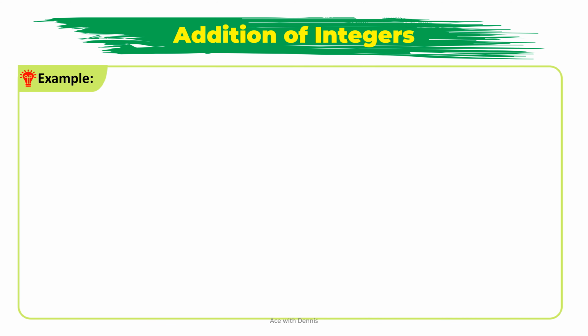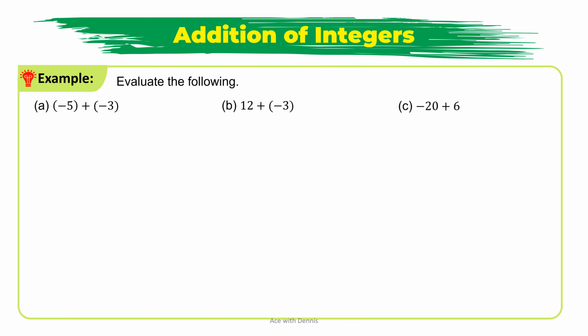Let's see this example. Evaluate the following. A. Negative 5 plus negative 3. B. 12 plus negative 3. And C. Negative 20 plus 6.